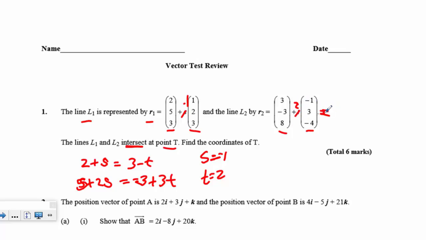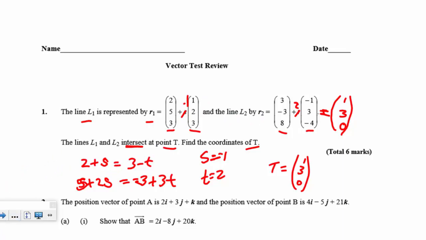So let's say this is equal to 3 plus 2 times negative 1, or 3 minus 2, which is 1. Negative 3 plus 2 times 3, or negative 3 plus 6, which is 3. And then we got 8 plus 2 times negative 4, which is 8 minus 8, which is in fact 0. This is the coordinates of T where they intersect. So we could say T is given by the vector coordinates of 1, 3, 0. This is the position vector of T, where the two lines will intersect. So that's okay. That's the answer for that one.